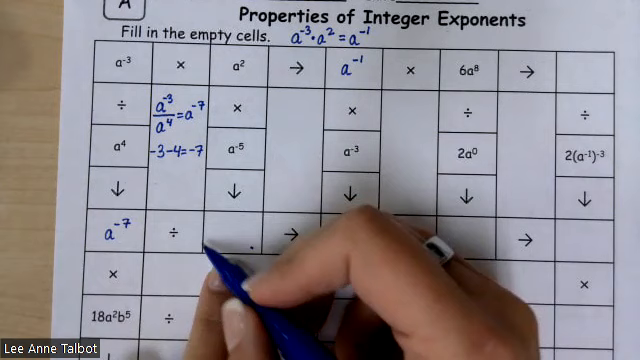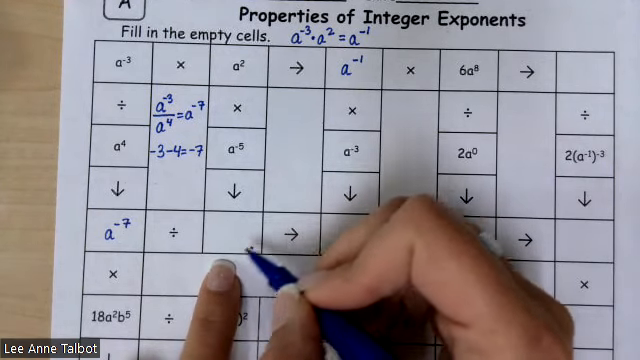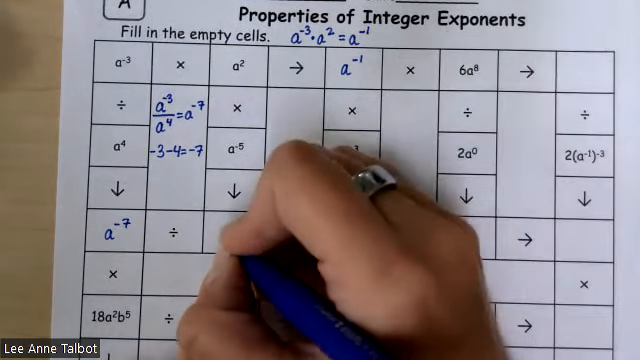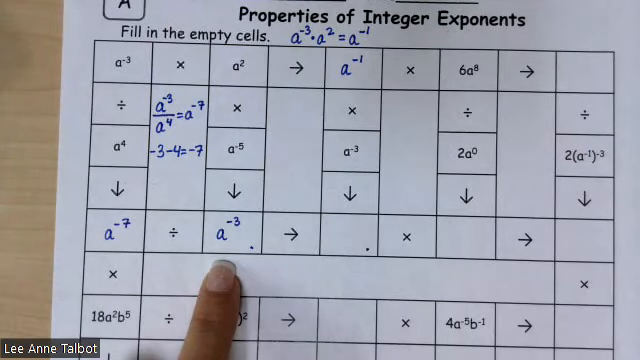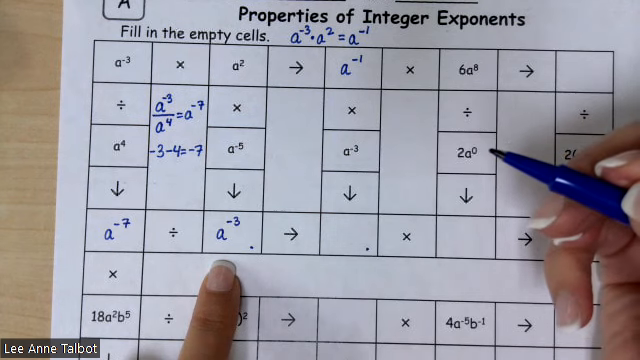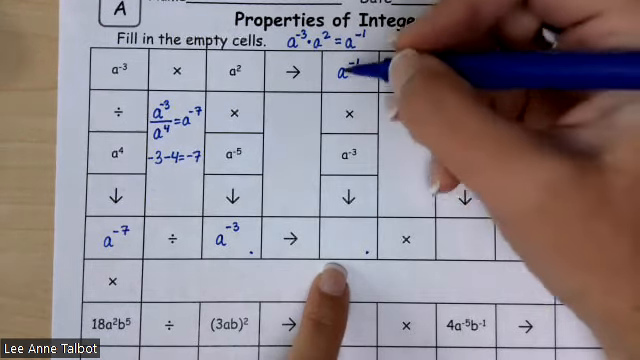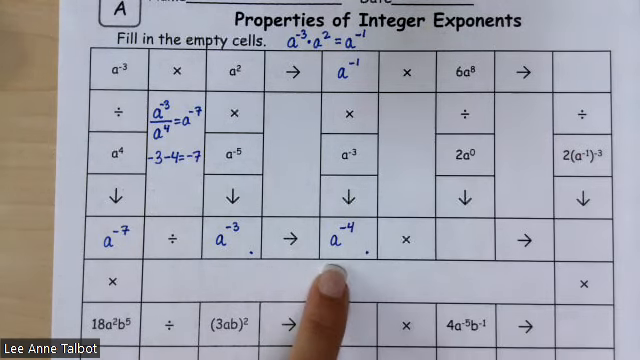Okay. Anyone willing to raise their hand and tell me what they got for this box? Landon. A to the negative 3. Beautiful job. Who else got a to the negative 3 right there? Great. Okay, now for this box, you can choose to go this way or this way. I think it's easier to go this way. A to the negative 4. How did we do?